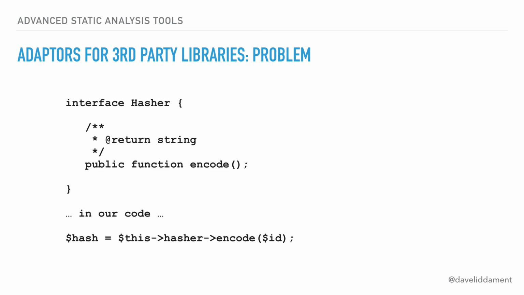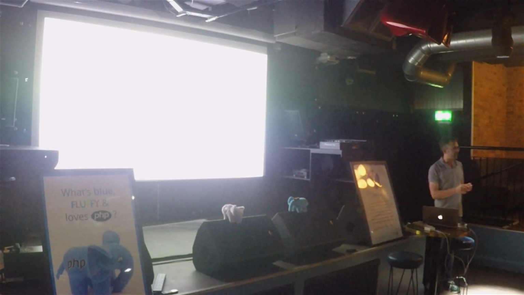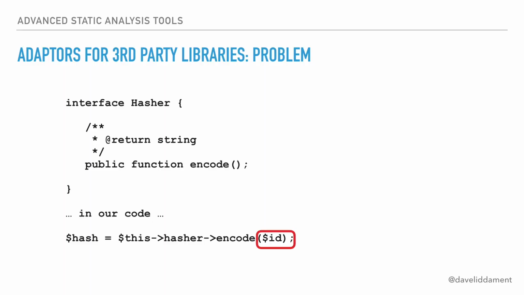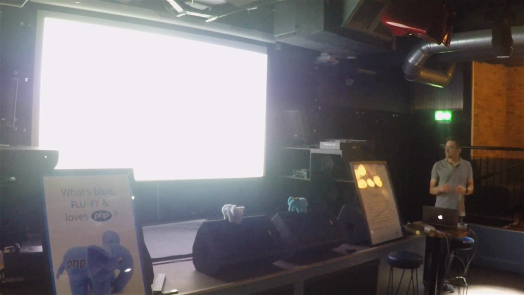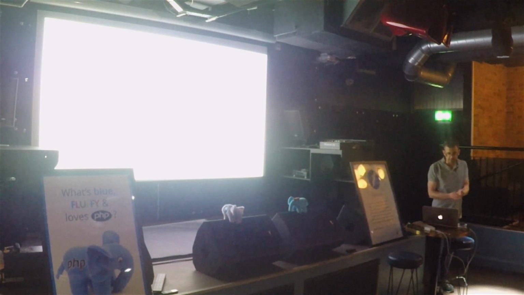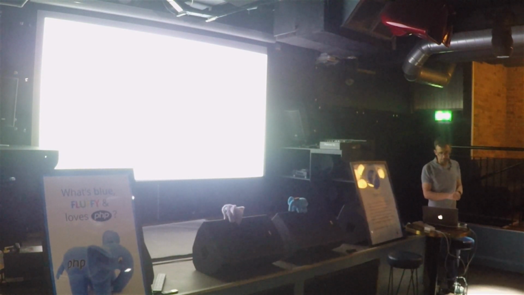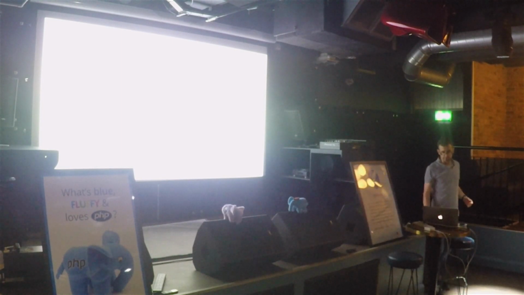The other problem we had quite a few times was that we were using a third-party library, a hasher, so it would take a string and then give you a hash of it. We would call it by calling the encode method, and you would put in whatever you want it to encode. But if we look at the signature for the encode function, it looks like it doesn't take anything. In fact, you even read the doc block, and it doesn't mention anywhere that encode takes a parameter. Yet we're calling it with a parameter. So when we call this, our static analysis tool will complain about that.